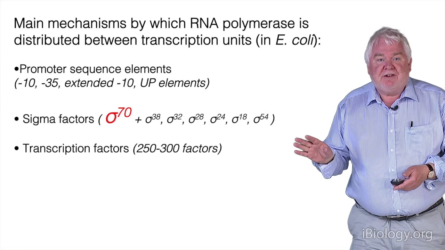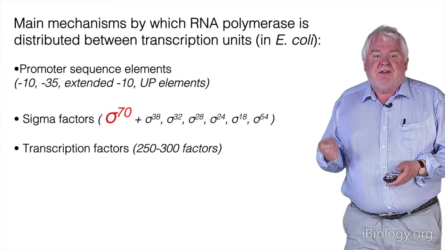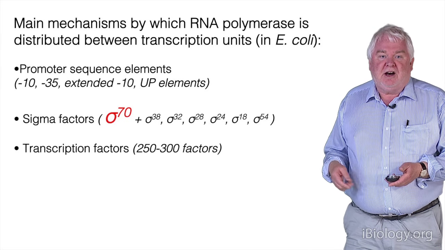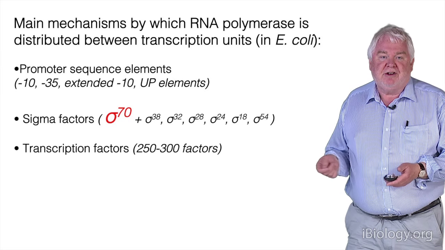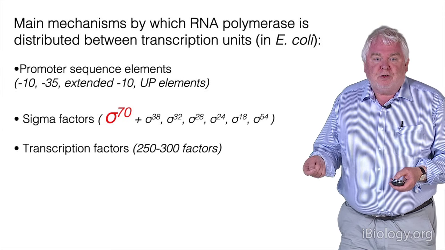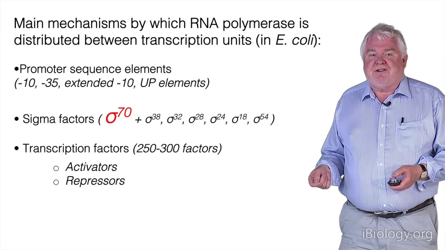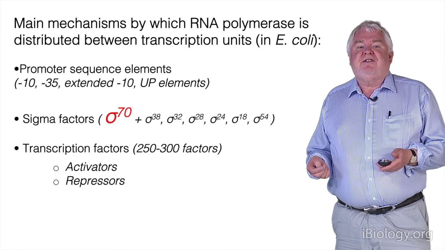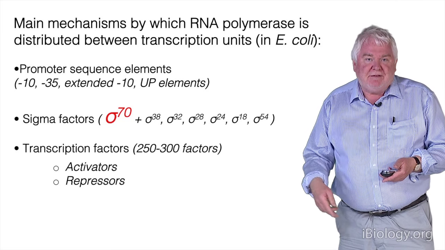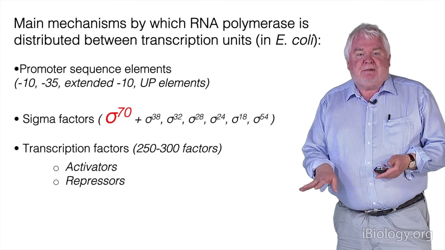But I'm not going to say anything more about sigma factors because I want to move on rapidly to the third mechanism that drives the distribution of RNA polymerase between different promoters, which is transcription factors. And E. coli contains somewhere between 250 and 300 of these factors, or I should more accurately say most E. coli strains contain this sort of number of transcription factors. And these come in two flavors, activators and repressors. So I guess most of you will know that repressors function by binding at active promoters. So these are promoters that have good minus 10, minus 35, up elements. Repressors function by binding to those promoters and shutting down their expression.